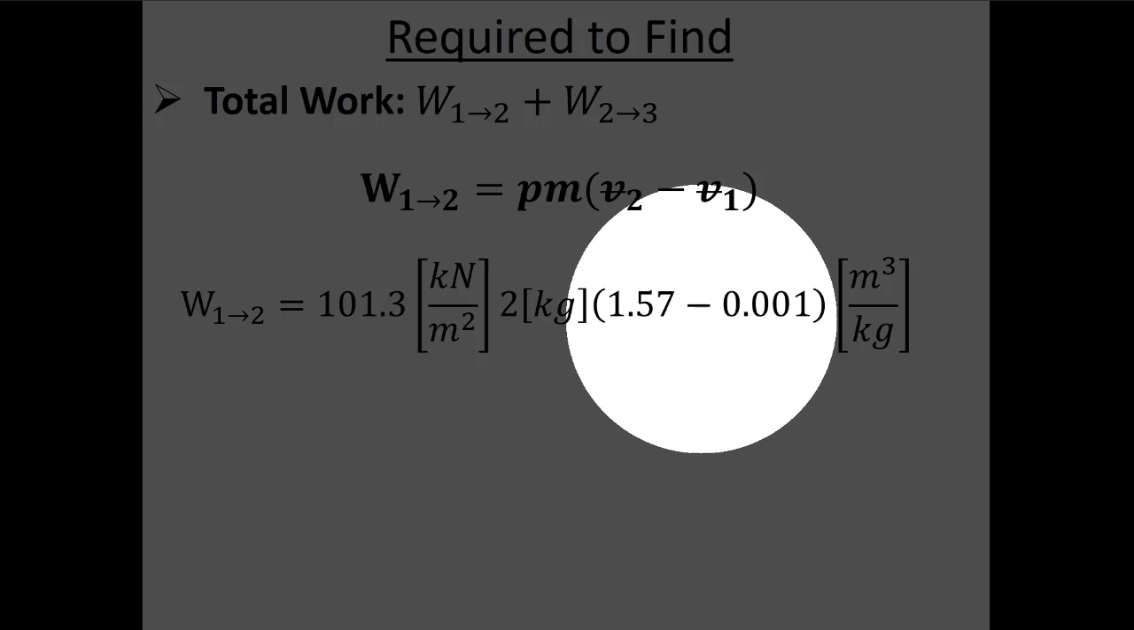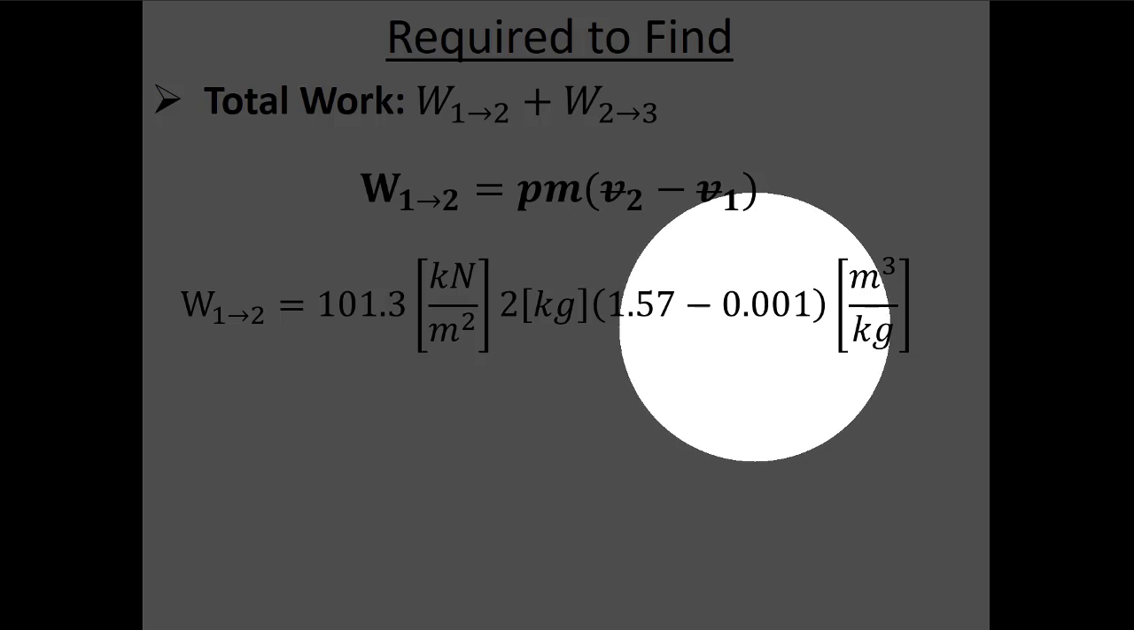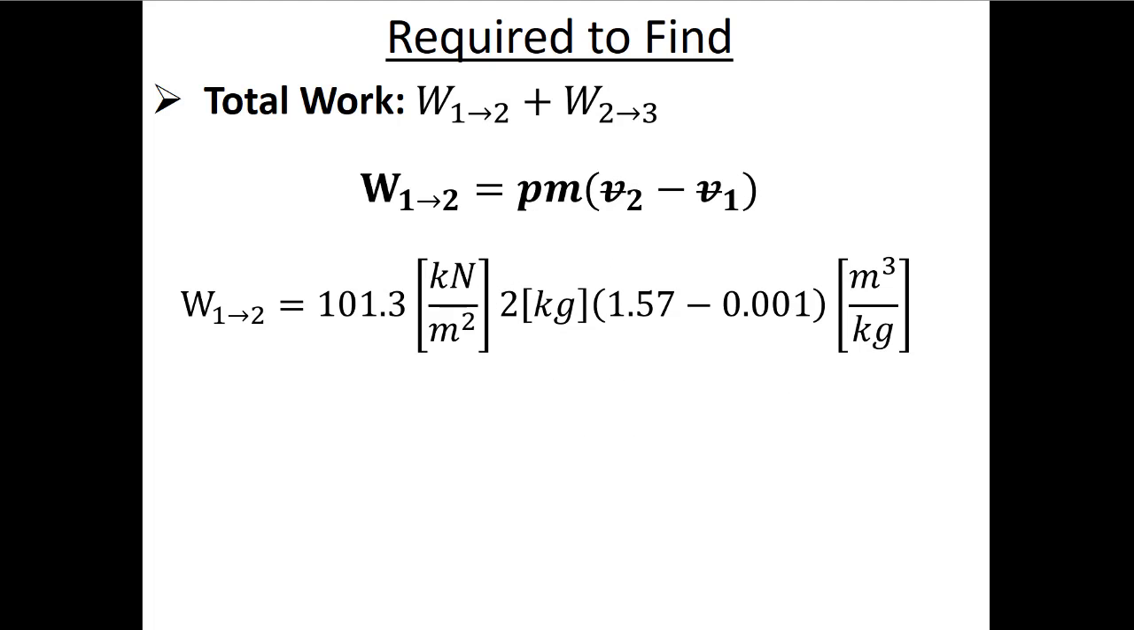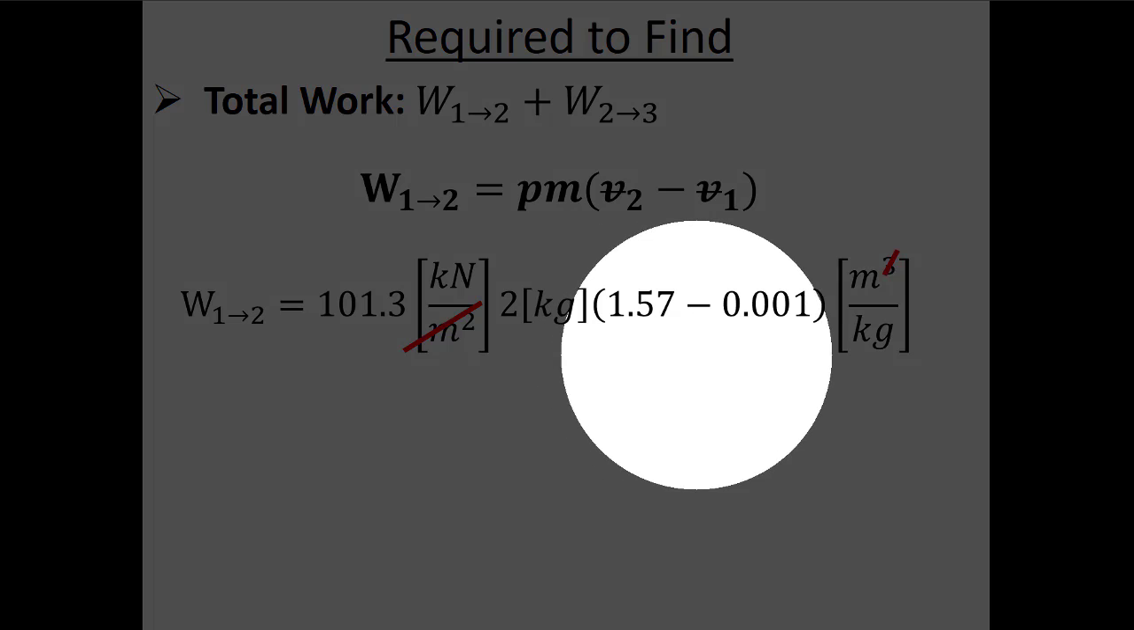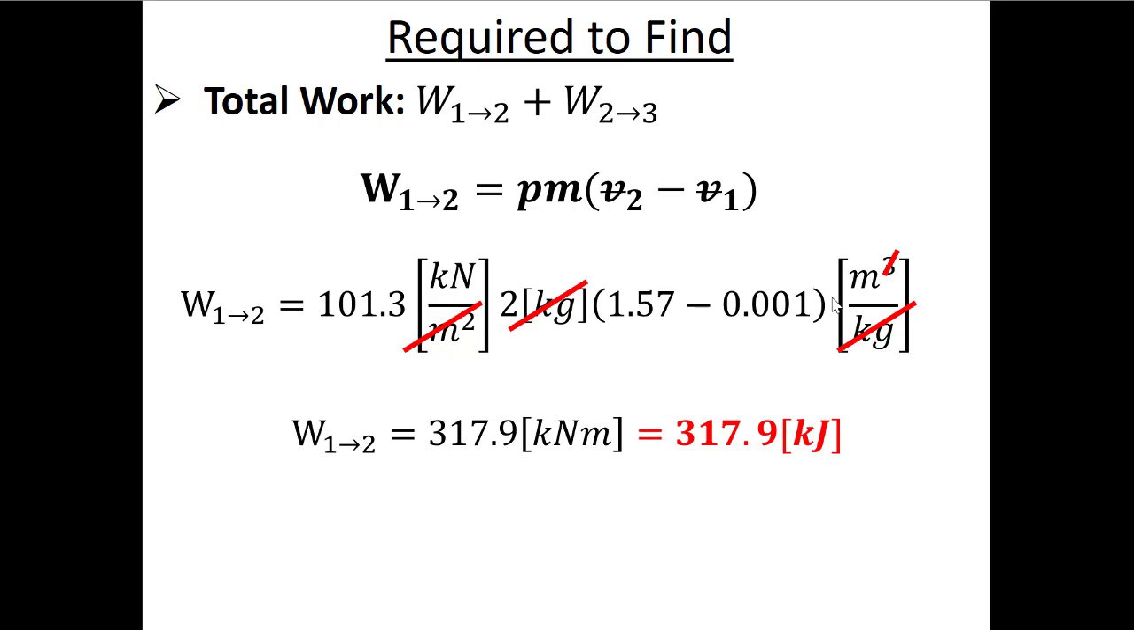Notice here that this change in specific volume is essentially just V2, because specific volume at 1 is so much smaller that it basically doesn't matter here. I'm going to check my units, right? Because this specific volume was meters cubed per kilogram, and I'm dividing by meters squared, I'm left with just meters per kilogram. And kilonewton meters per kilogram is kilojoules. And the kilograms drop out here. So I get a work from 1 to 2 of just under 320 kilojoules.